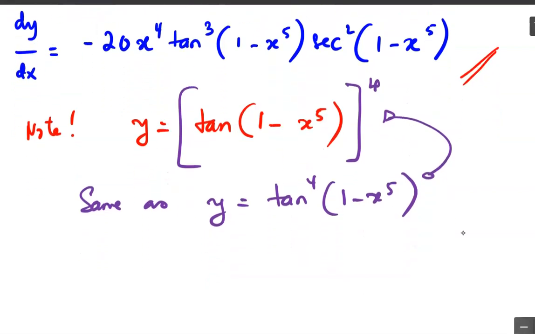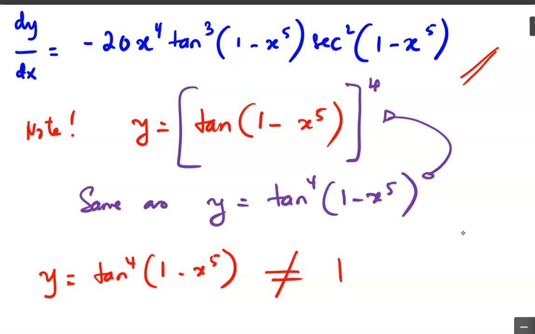And I also want to note this is very important, that y equal to tangent to the exponent 4 of the argument 1 minus x to the exponent 5 is totally different from tangent of 1 minus x to the exponent 5 raised to the exponent 4. So they are totally different from each other, because in this case you take tangent of this argument and then you raise the entire thing to the exponent 4. But in this case, if you have to take the argument raised to exponent 4, then you take the tangent of that.